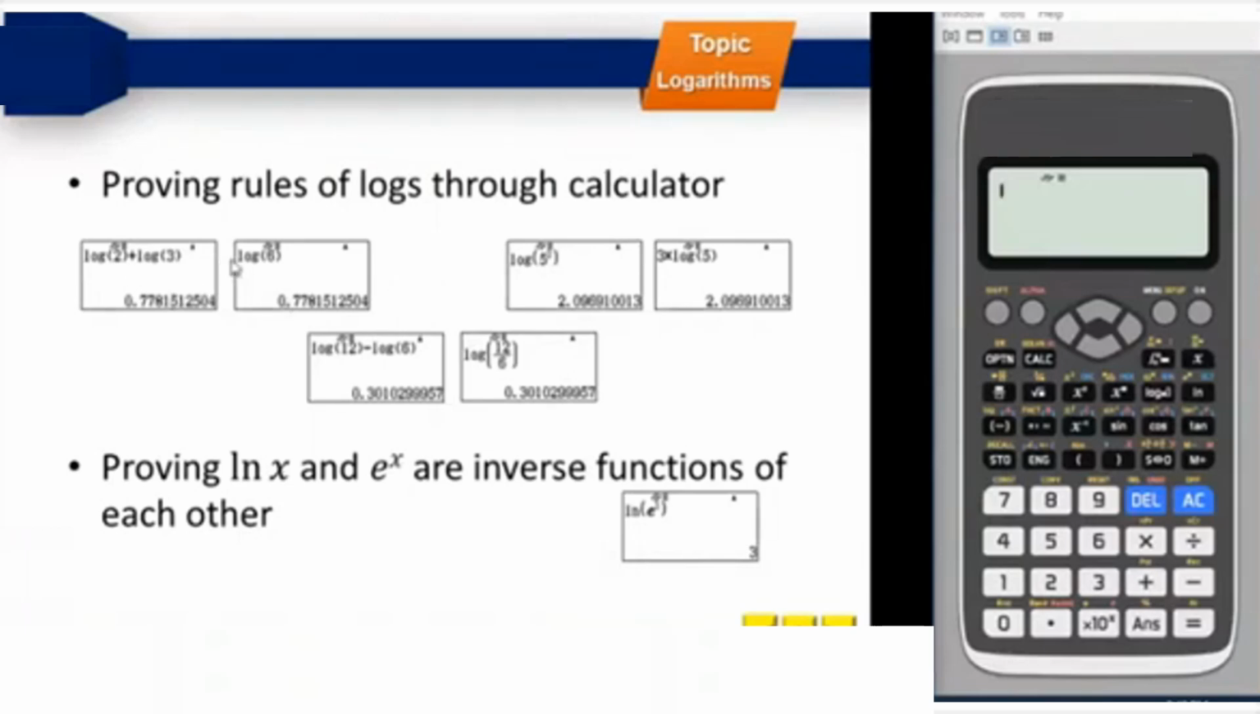I hope people in this workshop are aware that log a plus log b is log a multiplied by b. That is, if you add two logs, it is the same as keeping the base common and multiplying the powers. So I can prove this through the calculator.